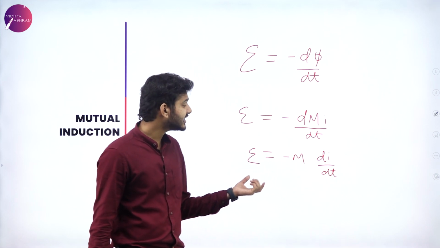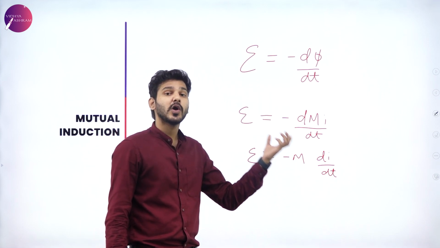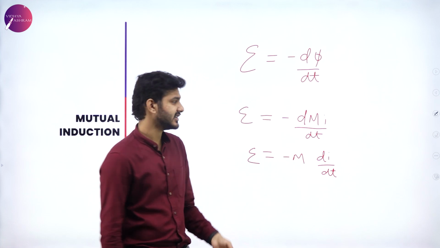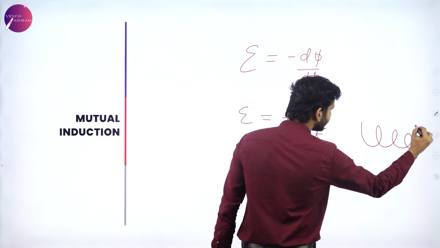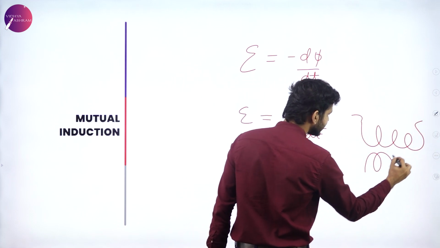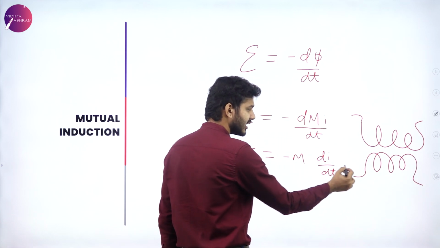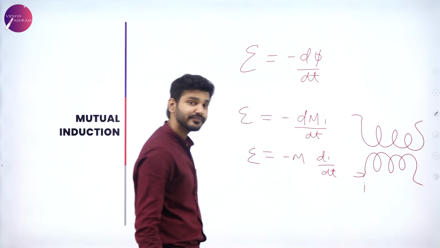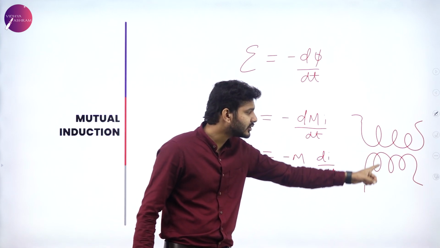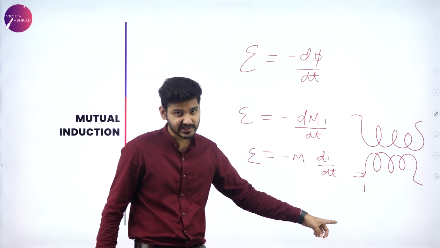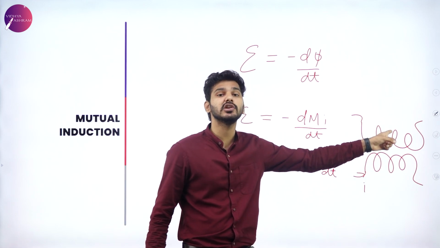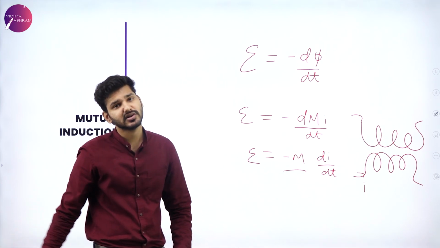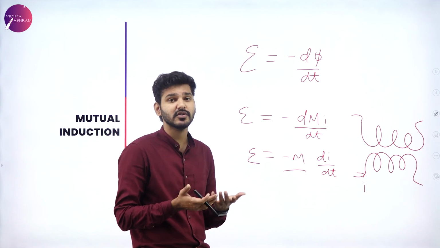We can define mutual inductance as the EMF induced in one coil when current is changed at 1 ampere per second in the other coil. That is, if I have two coils like this, and current is flowing through this primary coil, that is I. If I change the current flowing through this primary coil at 1 ampere per second, there will automatically be an EMF induced in the other coil. That particular EMF is the definition of mutual inductance. They can ask it for 1 mark.